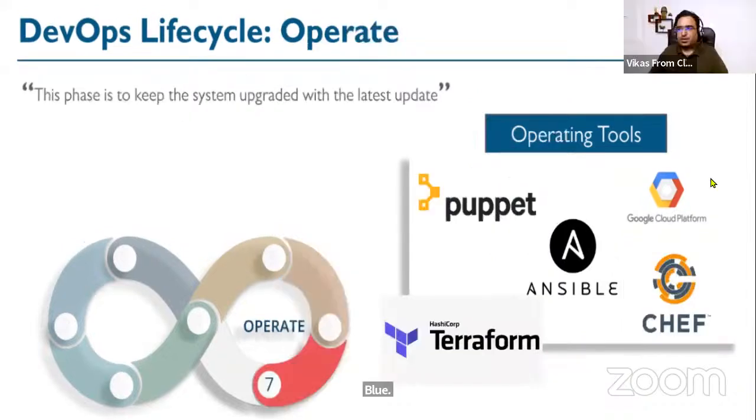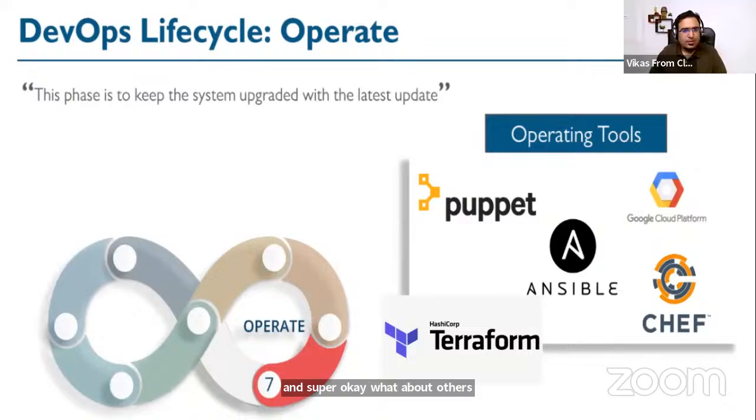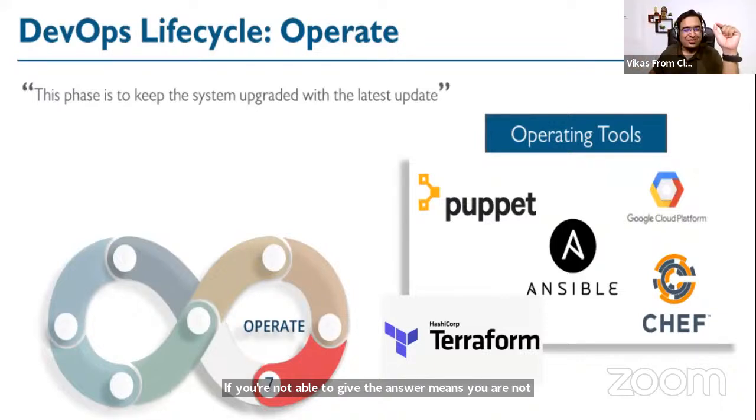Okay. Operate. Now you want to do some operation activities. So yes, in your company, guys, which tool are you using? Just tell me for the operation activities. Ansible. Okay. What about others? What about others? Guys, if one person is giving the answer, it means only one person is eligible to sit in the interview. If you're not able to give the answer, you're not at all eligible to go for the interview as well.